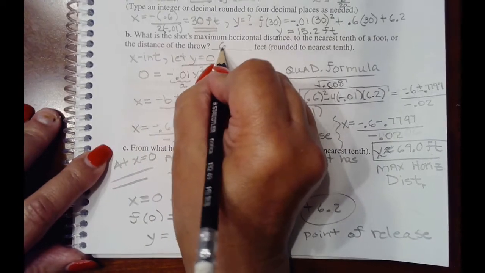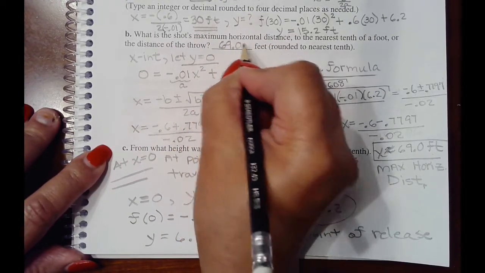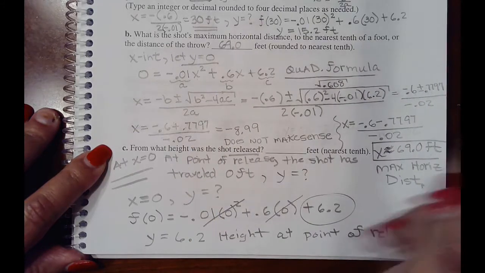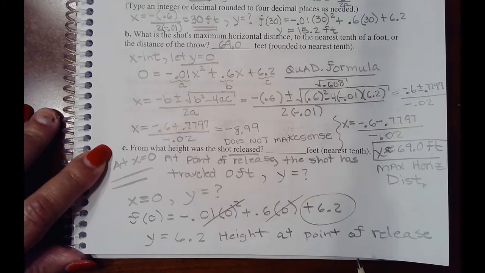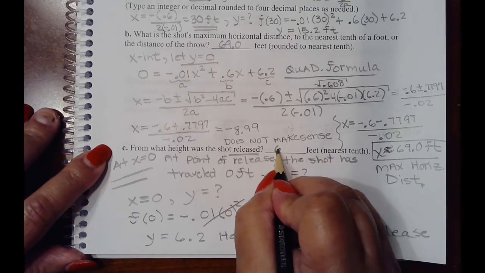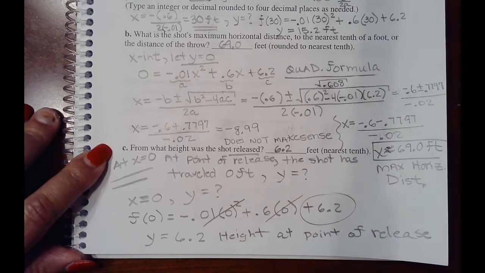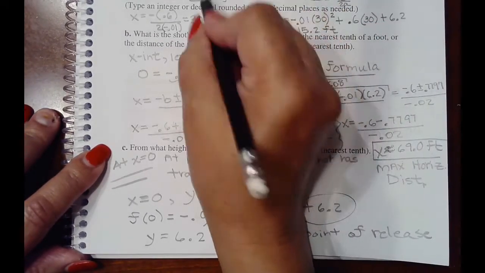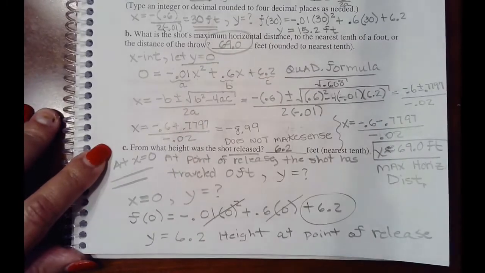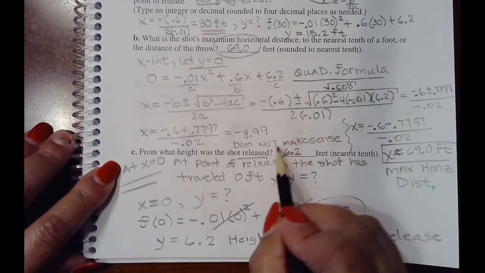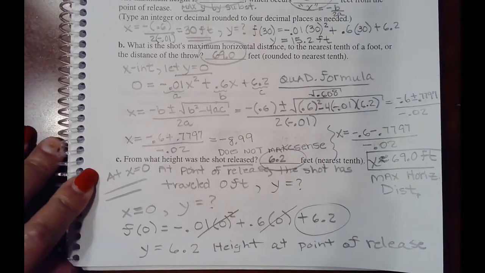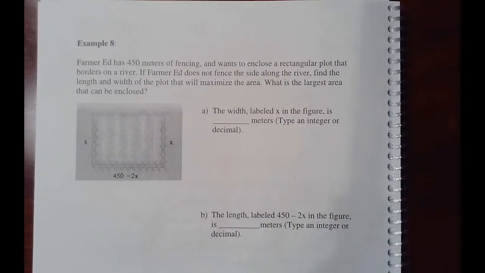Okay, so the answer was this. This was 69.0 feet for part B, and for part C, it was 6.2 feet. Okay, so that gives us everything. 2 answers for part A. This was the answer for part B. And finally, this was the answer for part C. So, pretty involved problem.